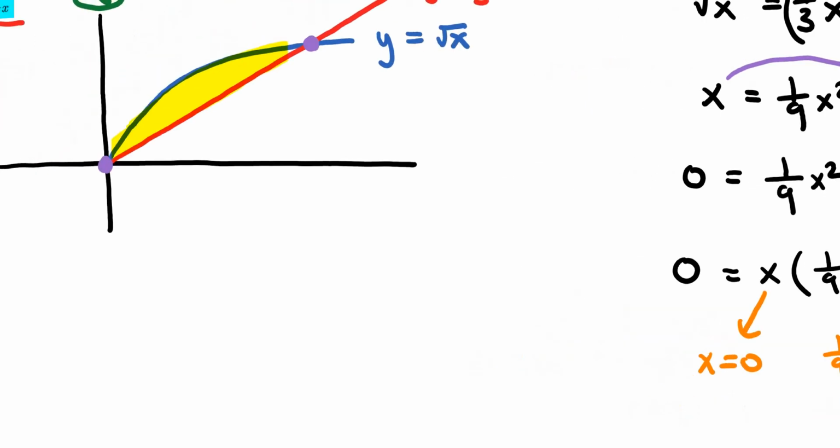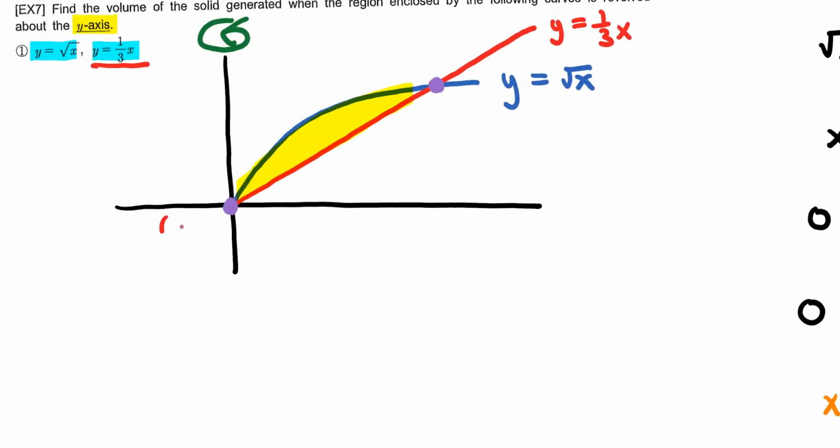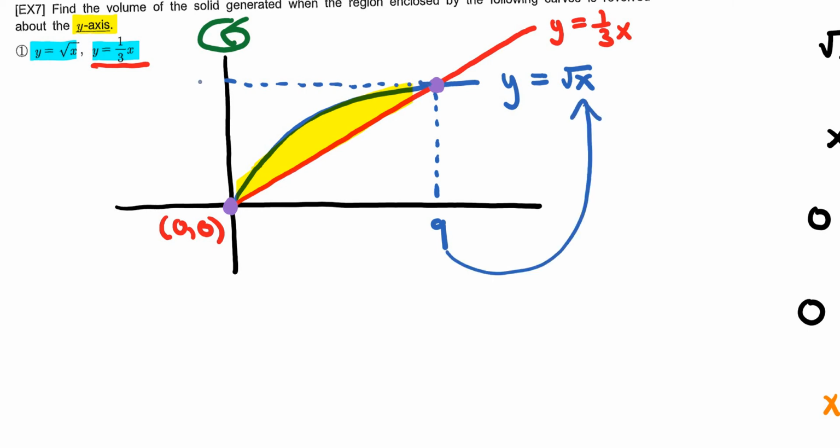Okay, let's go ahead and put that in our diagram here. So this point is going to be 0, 0. And this point right here is going to be 9. And if I want to find the corresponding y value, the square root of 9 is going to be 3. All right, so there's my intersection point at 9, 3 and at 0, 0. Okay, so let's take a look at some visual diagrams to see what's happening when we rotate this region around the y-axis now.